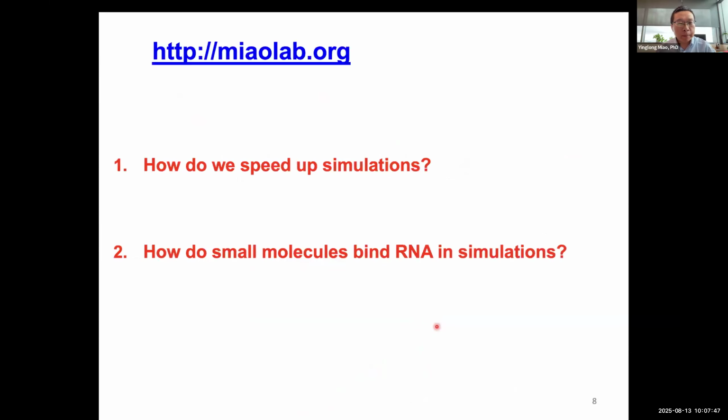With that in mind, as Chen mentioned, we developed new methods to address this challenge. Today, I would focus on 2 important questions. First, how do we speed up the simulations? Second, how do the small molecules bind in our accelerated simulations?